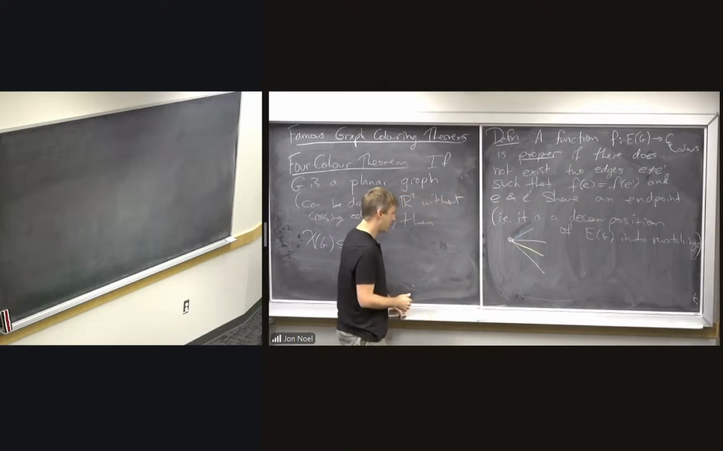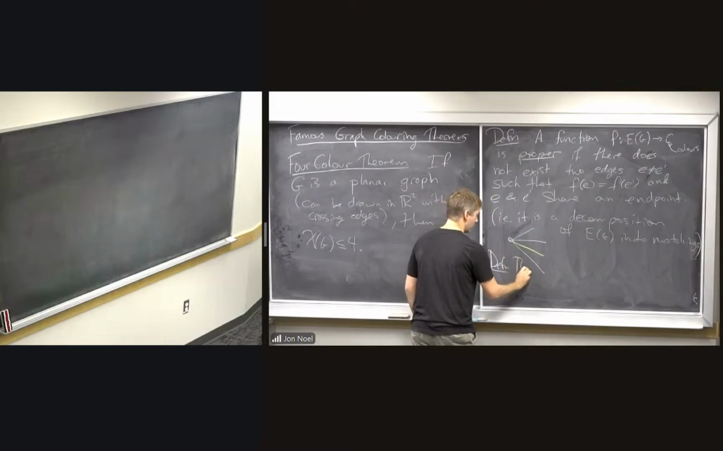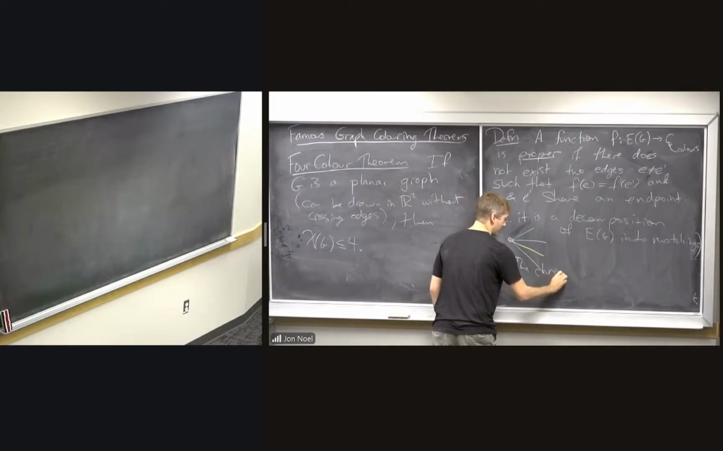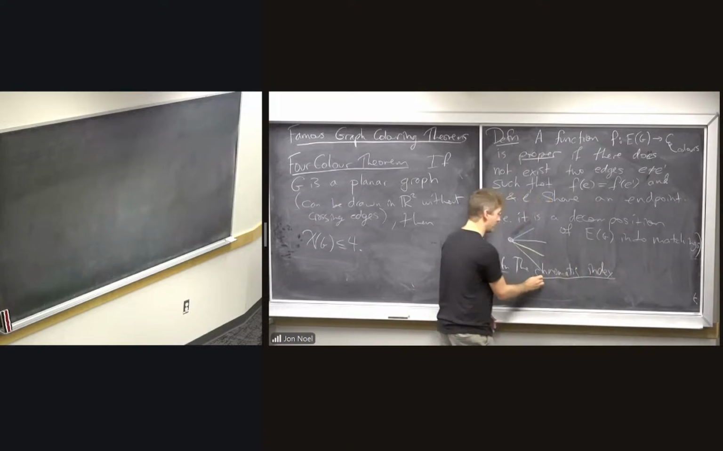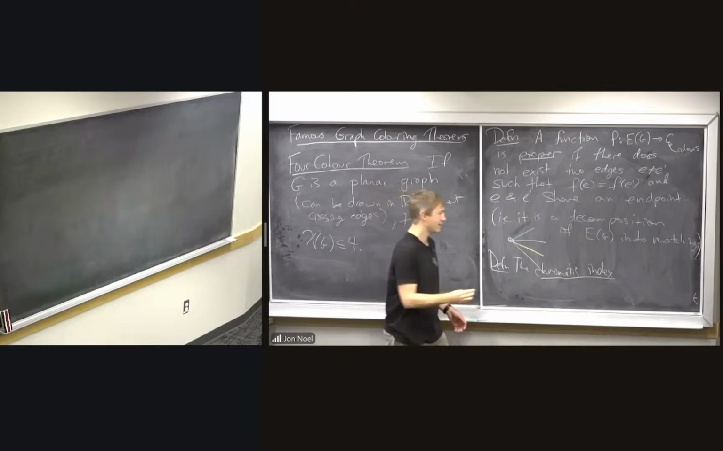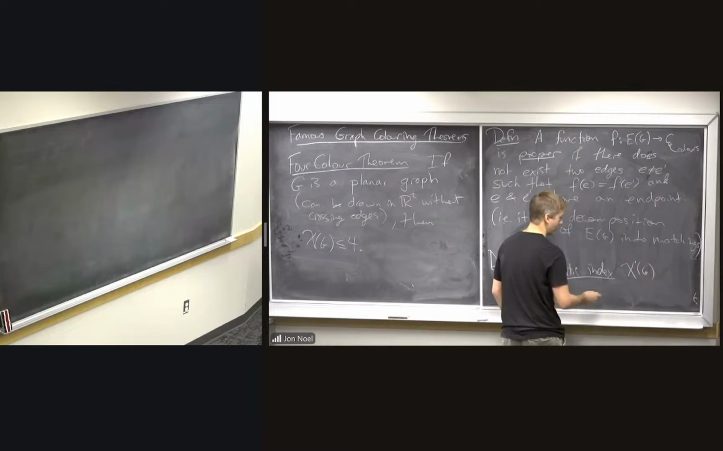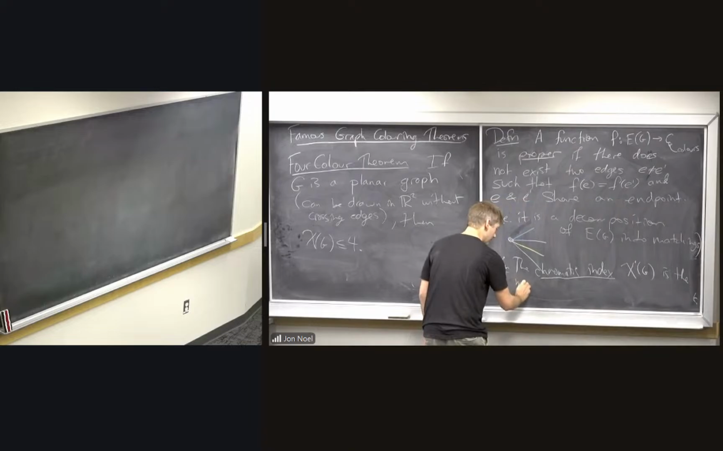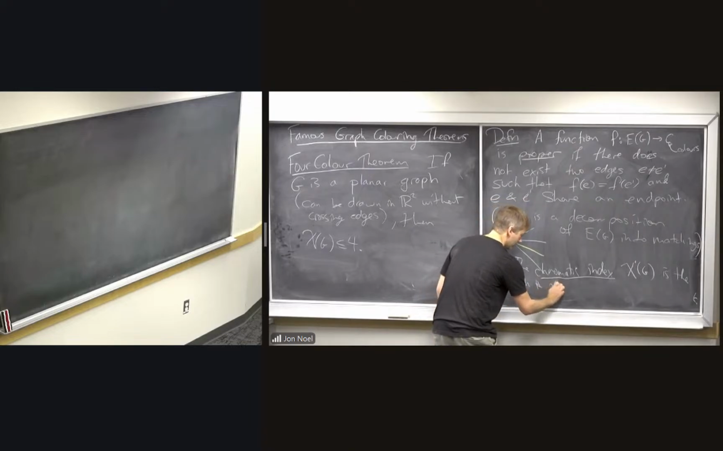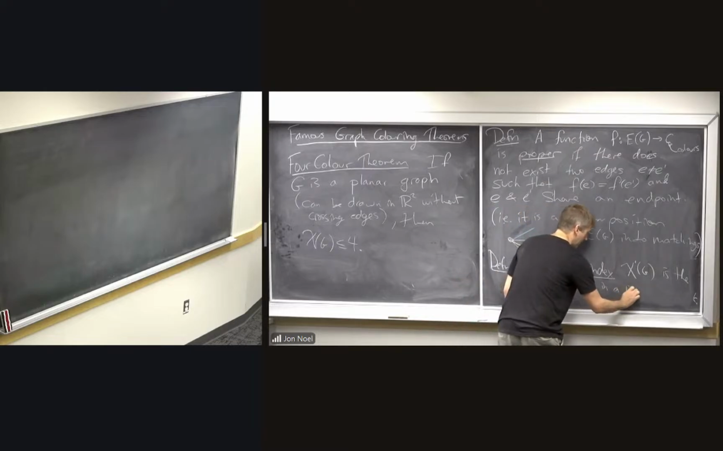And then we can define the chromatic index. Last time we had chromatic number, now we have chromatic index. Chi prime of G is the minimum number of colors in a proper edge coloring of G.